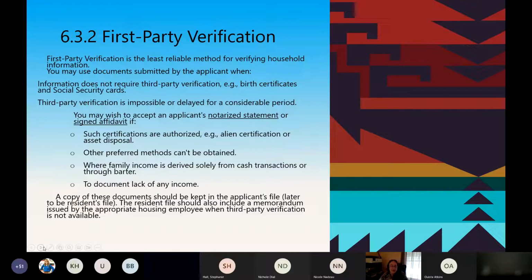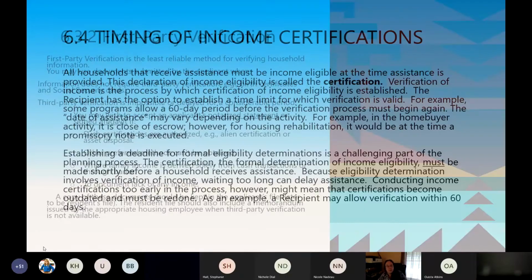Such certifications are authorized alien certification or asset disposal. Other preferred methods can't be obtained where a family's income is derived solely from cash transactions or through barter, and to document lack of income. So a copy of those documents should be kept in that file. Later, if they become a resident, the resident file should include a memorandum issued by your housing employee when that third-party verification was not possible.